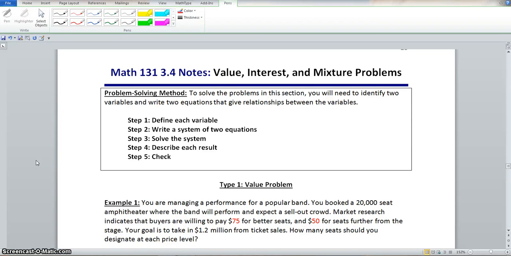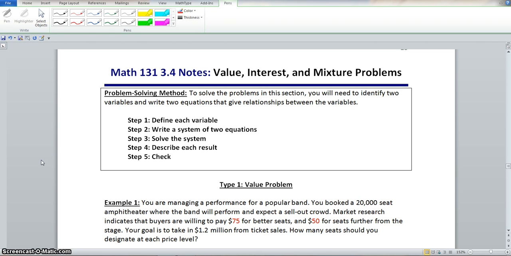Hello class, we're about to start section 3.4, Value, Interest, and Mixture Problems. Problem solving method. To solve the problems in this section, you will need to identify two variables and write two equations that give a relationship between the variables.